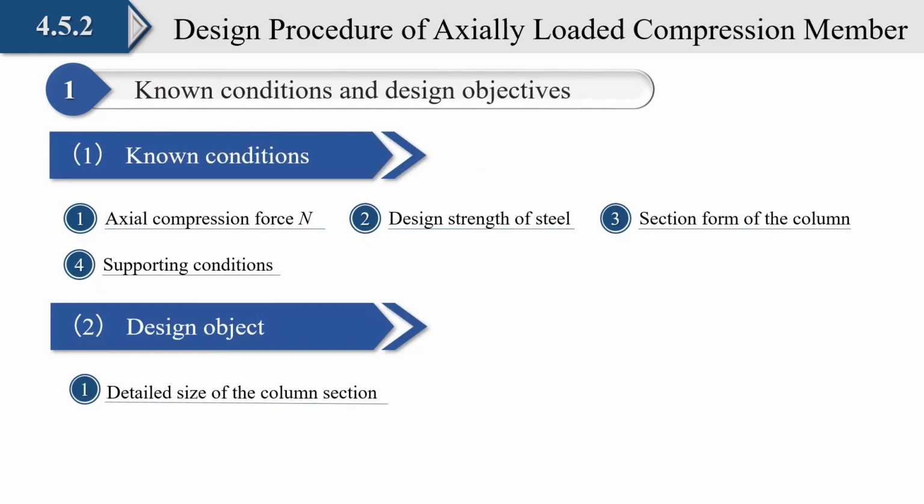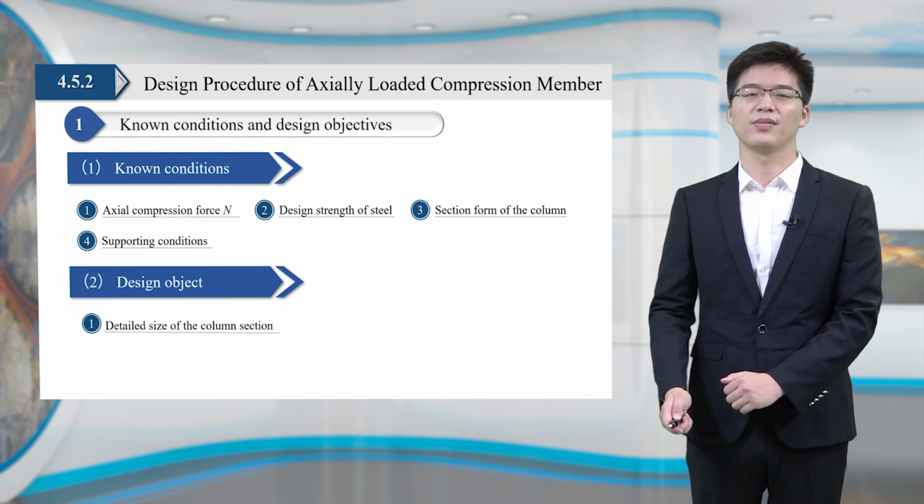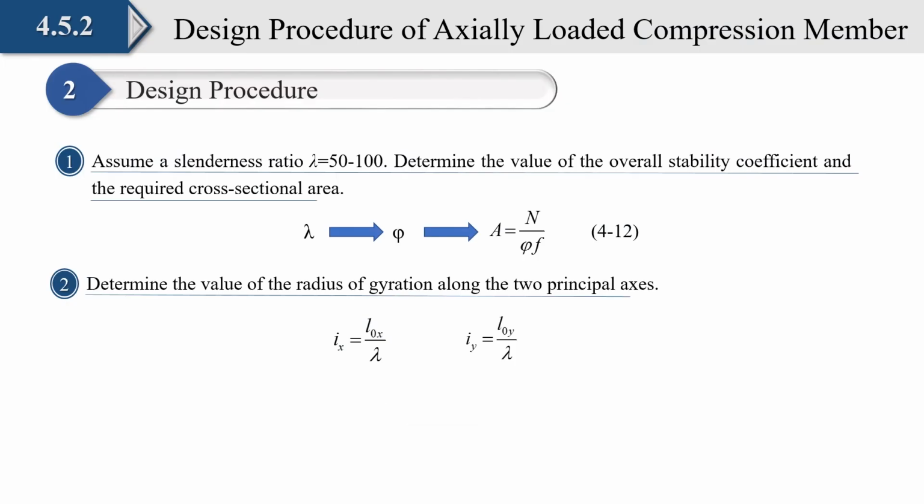Generally, when designing the cross-section of the axially loaded compression member, the following conditions are known: the actual compression force N in the member, the design strength of the steel, the supporting conditions at the ends of the column, and the cross-section form. What the designer needs to determine is the detailed size of the section. The specific design procedures are as follows.